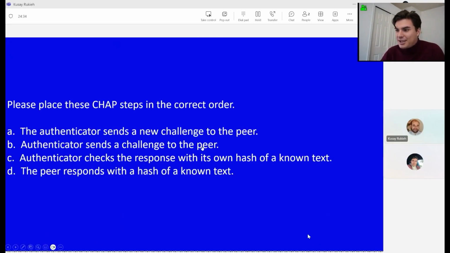The authenticator sends a challenge to the peer. The authenticator checks the response with its own hash of unknown text. The peer responds with a hash of unknown text, and the authenticator sends a new challenge to the peer.